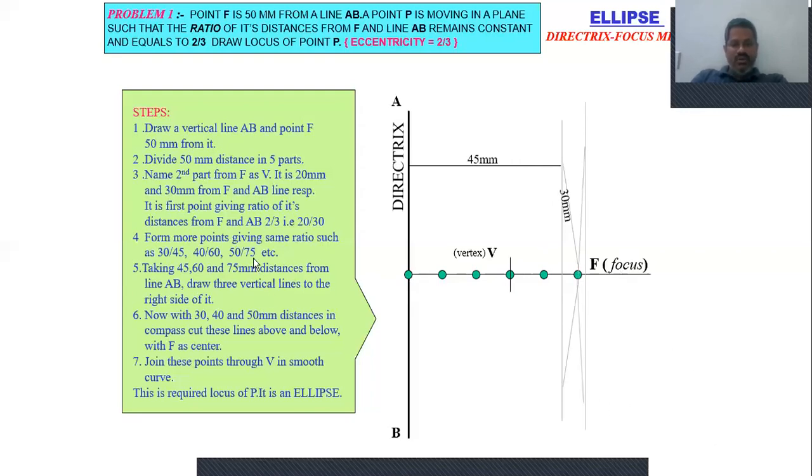Now you take one more line at a distance of 75. At a distance of 75, take 50 mm in our compass with F as center and intersect this vertical line. You will get the points like this. So in this way, we will get the points to complete the ellipse.